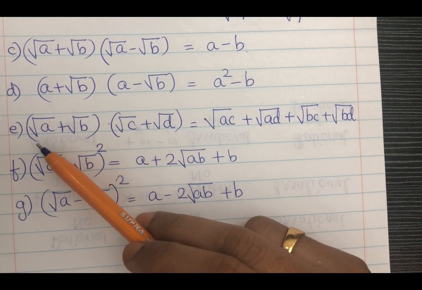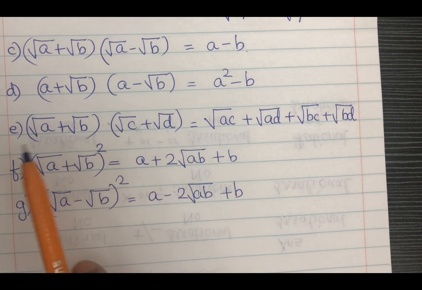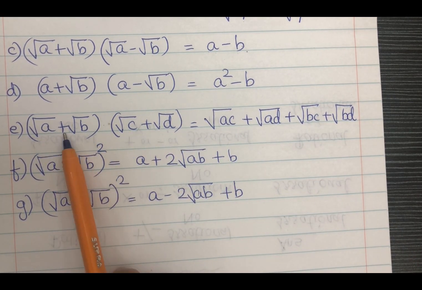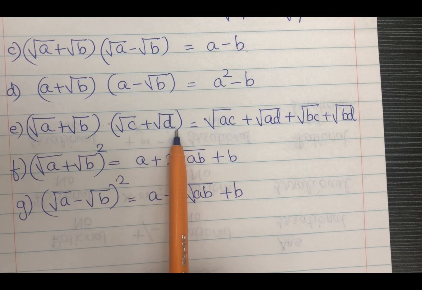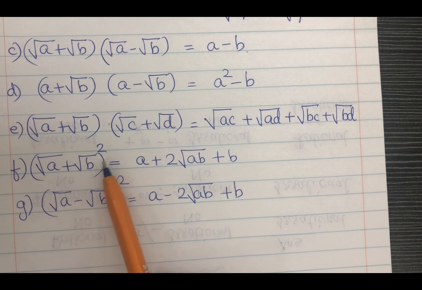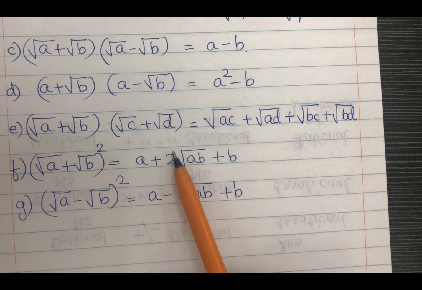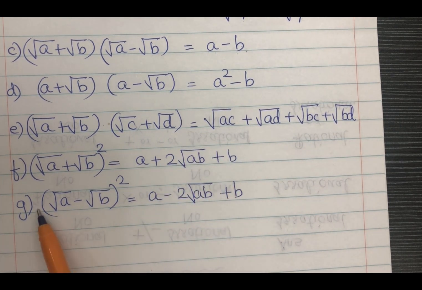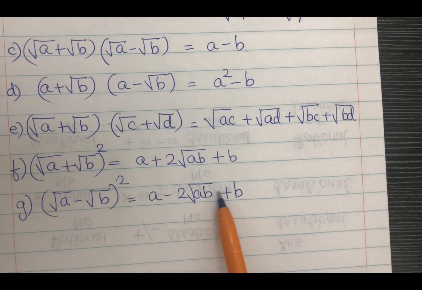And the fifth one, root A plus root B into root C plus root D. What is this? Root AC plus root AD plus root BC plus root BD. And the sixth one, root A plus root B the whole square. (a plus b) the whole square is a square plus 2ab plus b square. So A plus 2 root AB plus B. The last one, root A minus root B the whole square, is a square minus 2ab plus b square, right? Same, A minus 2 root AB plus B.